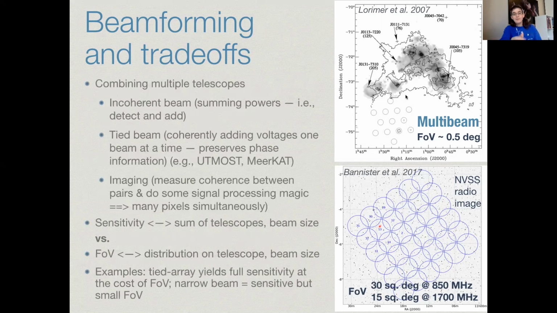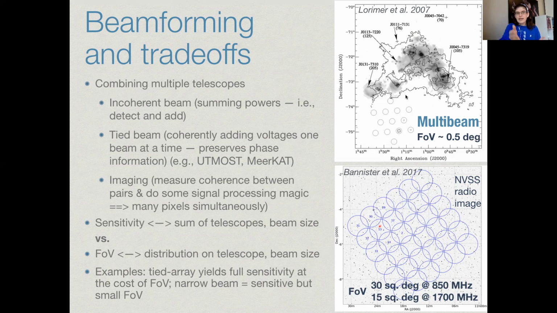We can also combine multiple telescopes, and again, we've got a few options. We can form incoherent beams where we sum the voltages squared, or equivalently the electric field powers or intensities. So here we're discarding the phase information. We can coherently add the voltages one beam at a time, and that preserves the phase information.